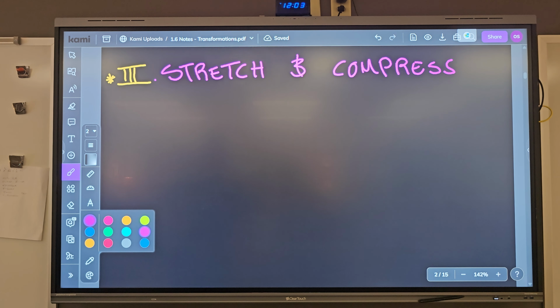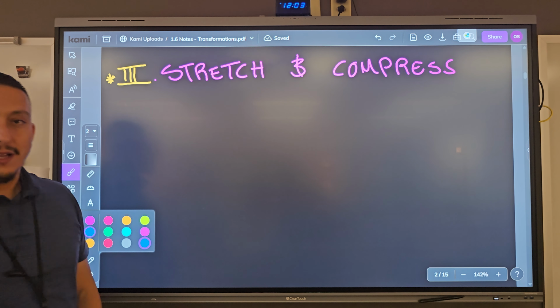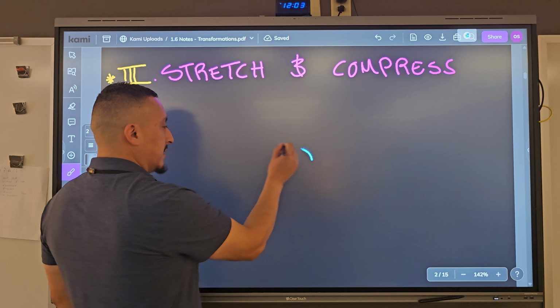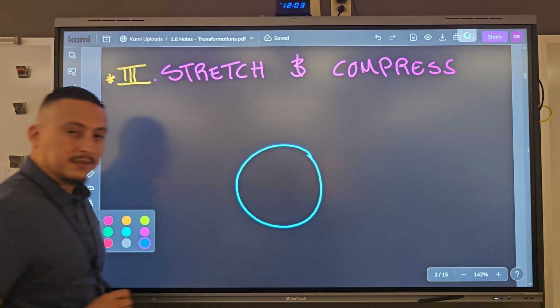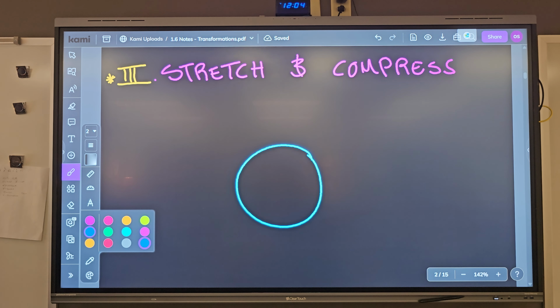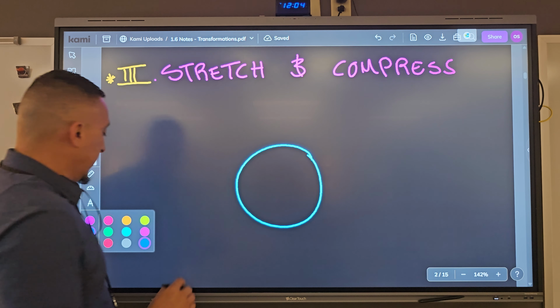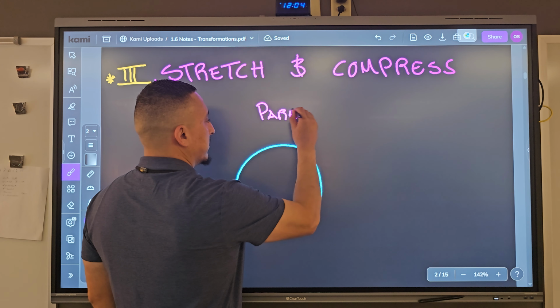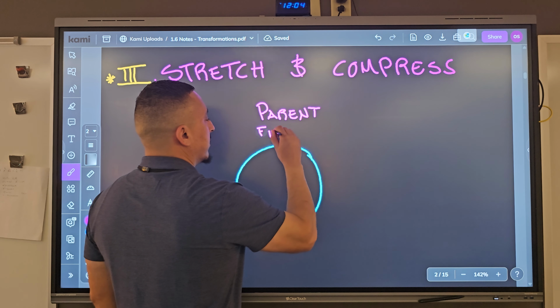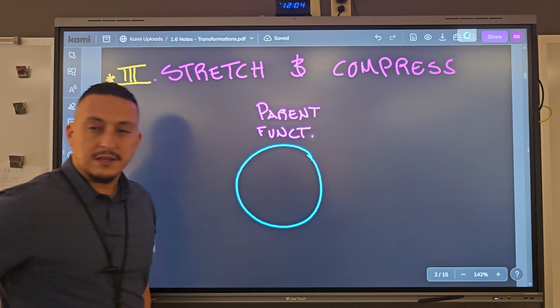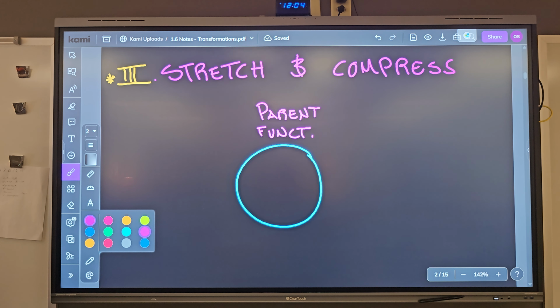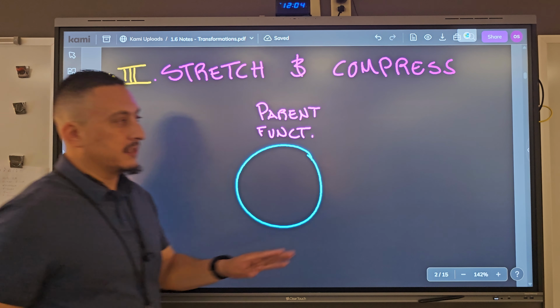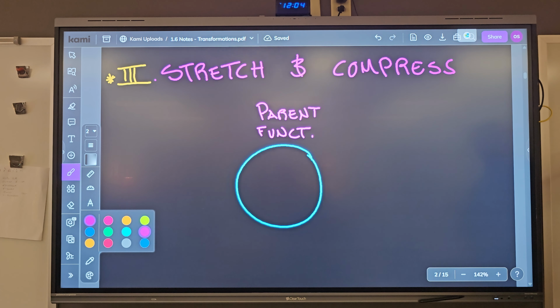Okay, so what I want you to do is draw just a circle in the middle. Just as normal as you can make it. This is equivalent to, let's call it a parent function. Okay, what I mean by that is we haven't done anything to this circle. It's just a circle, okay? Just like these shapes, they're at their natural state, parent functions, okay?